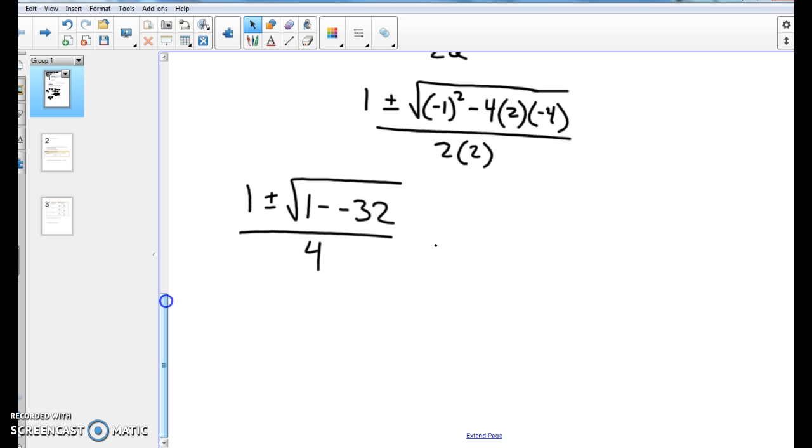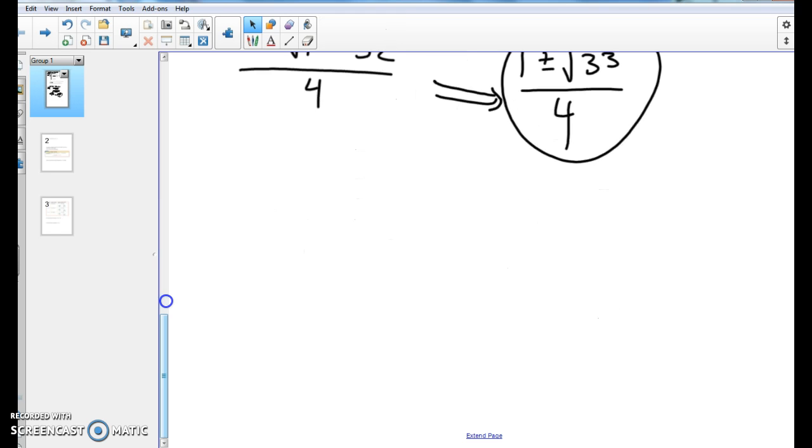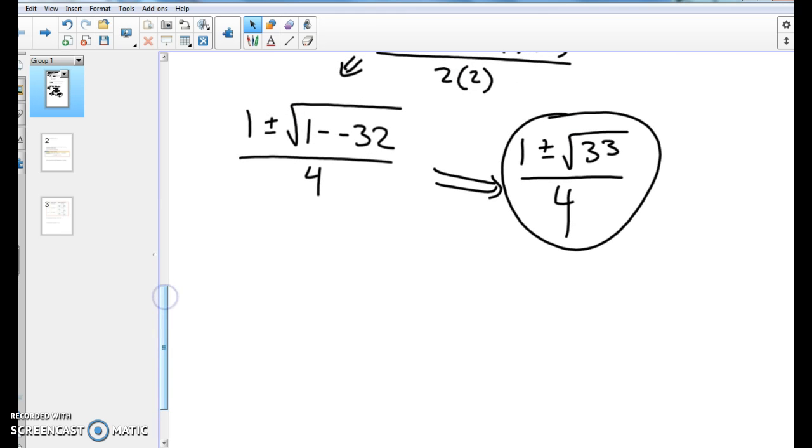So then we get 1 plus or minus the square root of 1 minus -32, which is 33, over 4. And that is our answer. Okay, now it looks kind of goofy, but let's notice a couple things. First of all, there are actually 2 answers in that, right, because of the plus or minus.